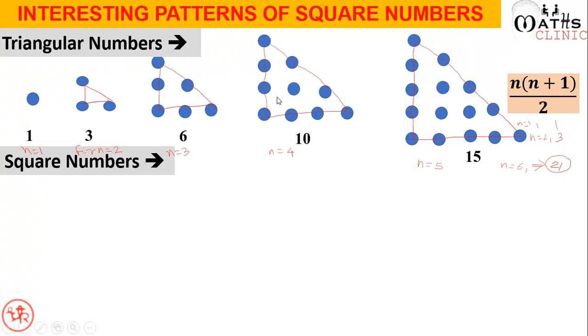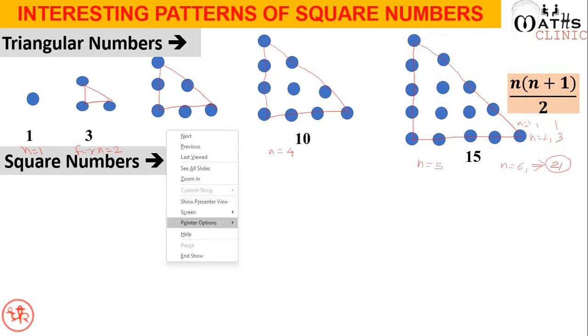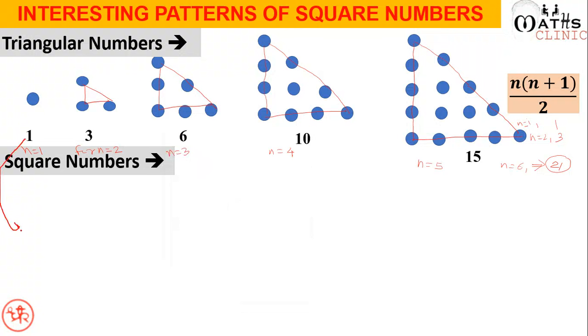Square numbers, if we look here at 1. So the square number is 1. For 1, what will be the square number? 1. So you will get 1 dot. Okay. Then 1 plus 3. So what will the next square number be? 4. Right? So it is 4.